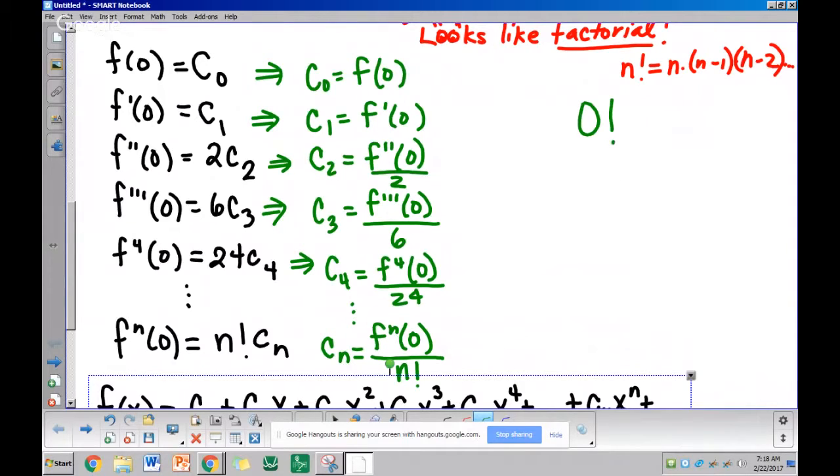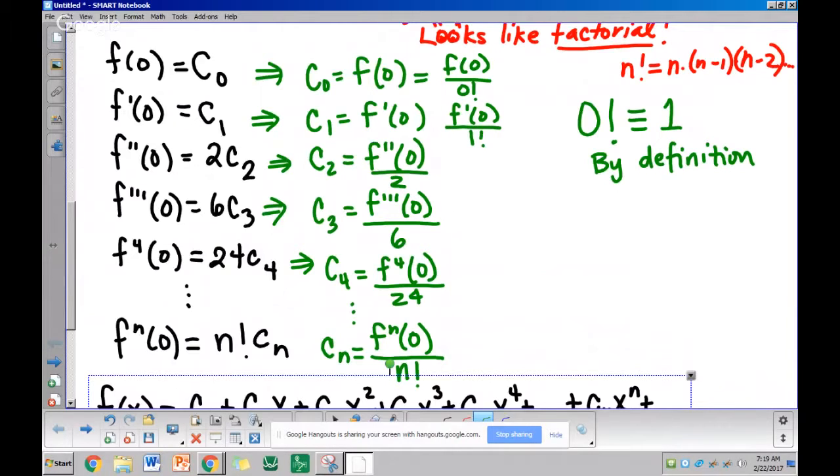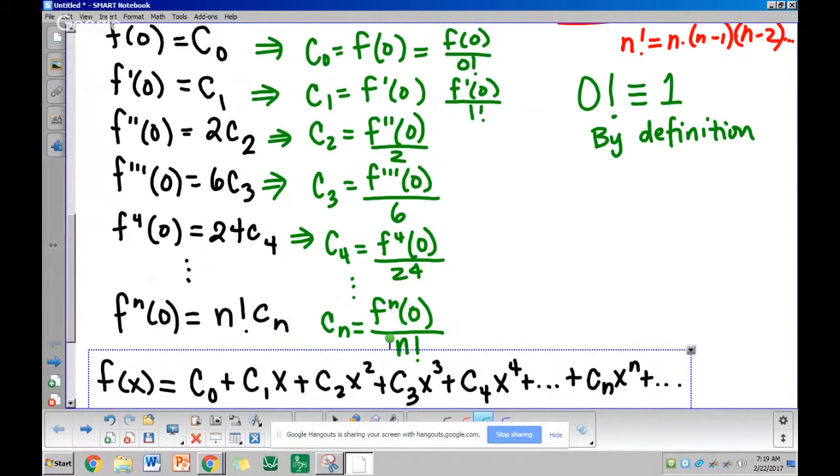0 factorial is, by definition, and that's what the three lines mean here, instead of equals, by definition is equal to 1. So if you follow the trend, we can actually say that this is equal to f of 0 over 0 factorial. And then this would be f prime of 0 over 1 factorial. And so now we can write our polynomial using those terms.